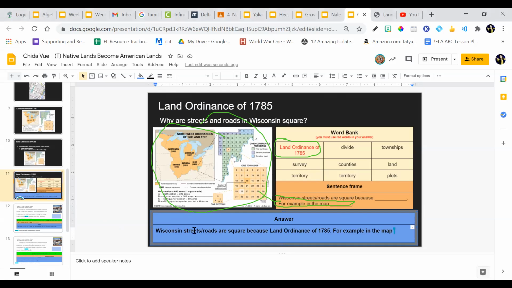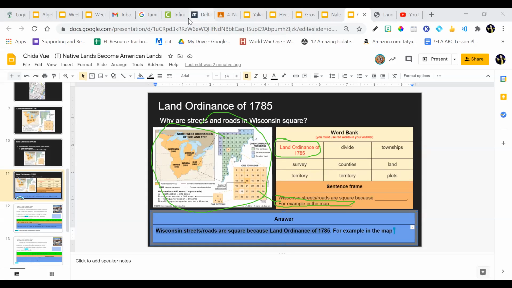Well, let's read the answer you have so far. This is the answer you have right here. Read that for us. "Wisconsin streets or roads are square because Land Ordinance of 1785." Okay, so I like that start.